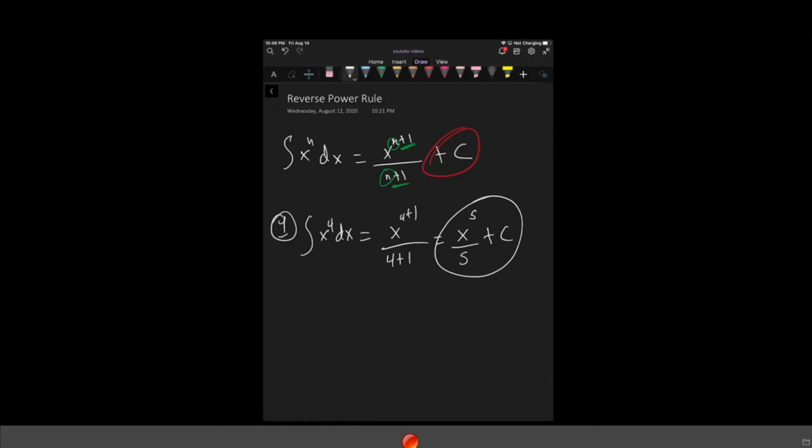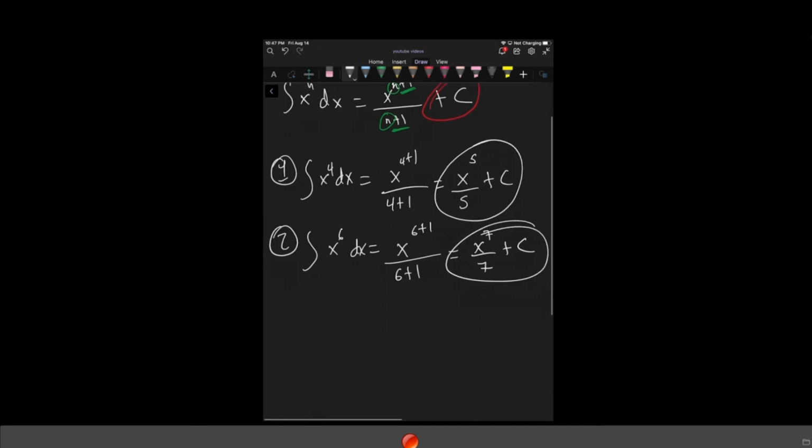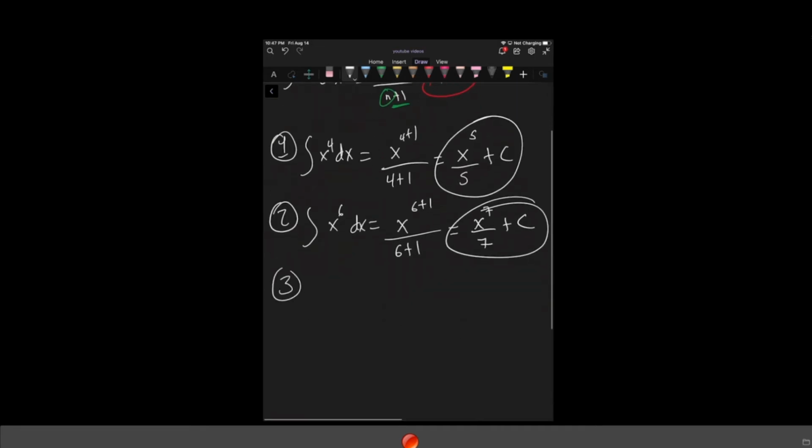Alright, so let's do our second example. The integral of x raised to the 6th power dx equals, same thing, we have to increase our power by 1 and then divide by our power plus 1, which is going to be x raised to the 7th over 7, plus c. This is our answer.